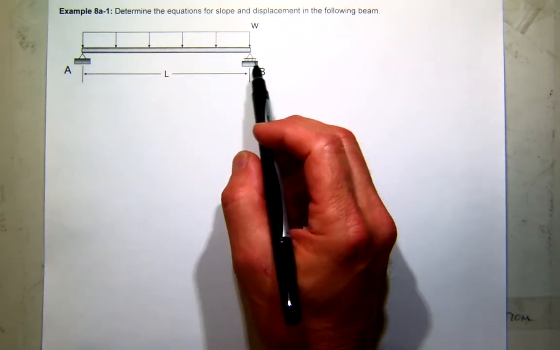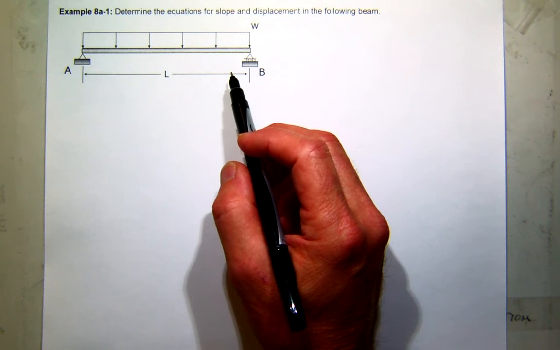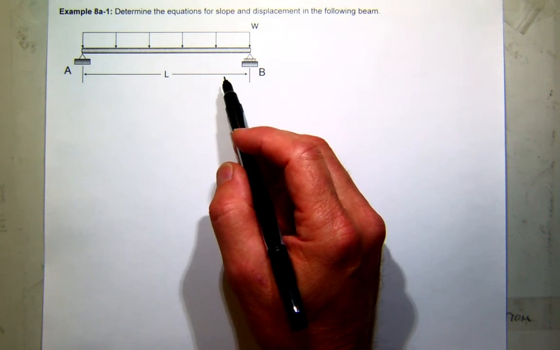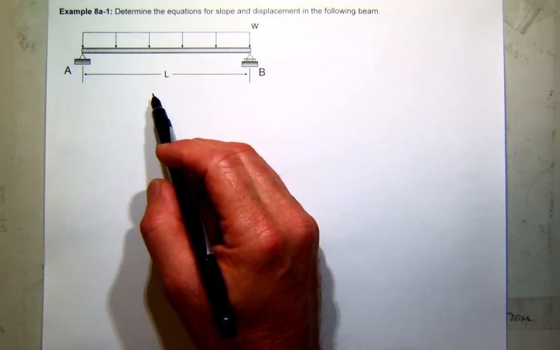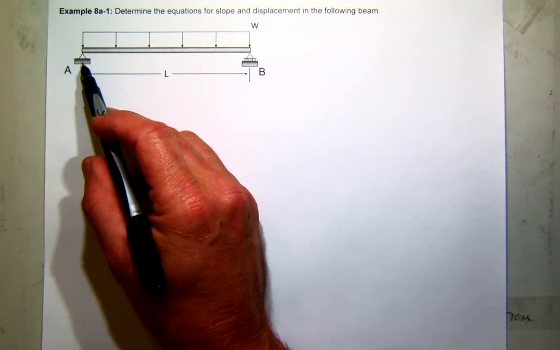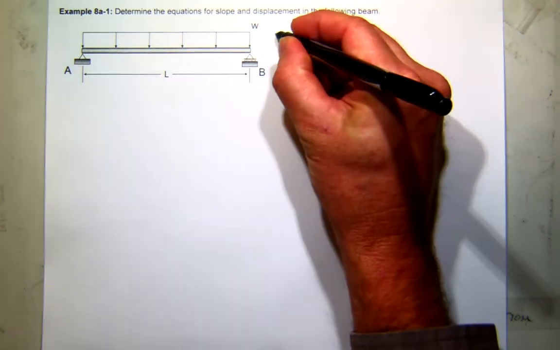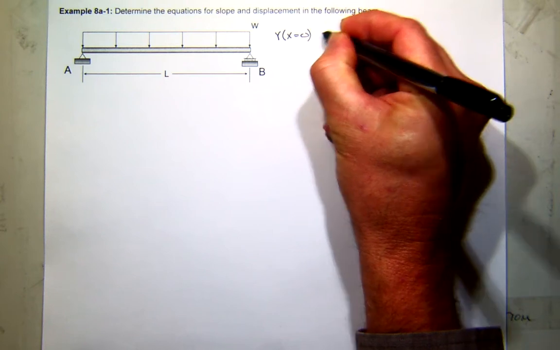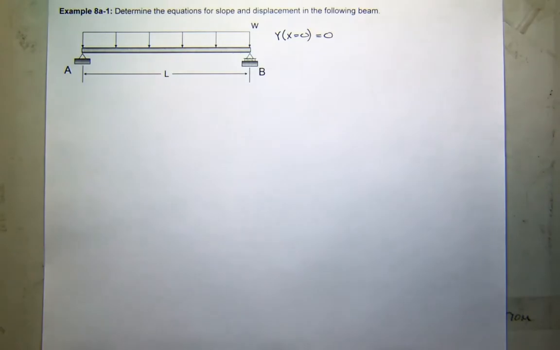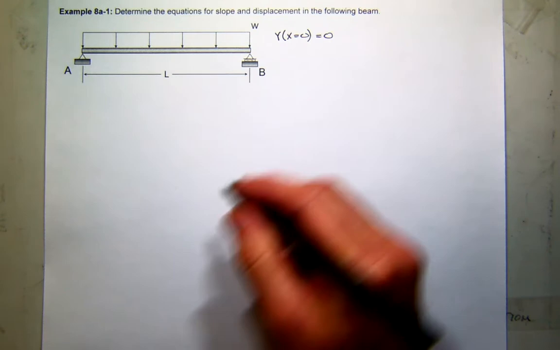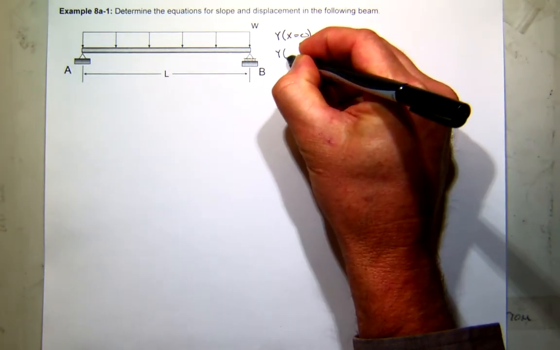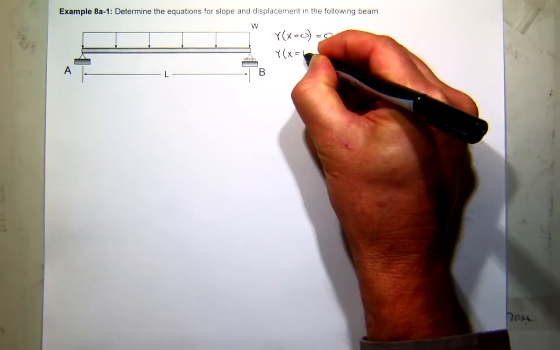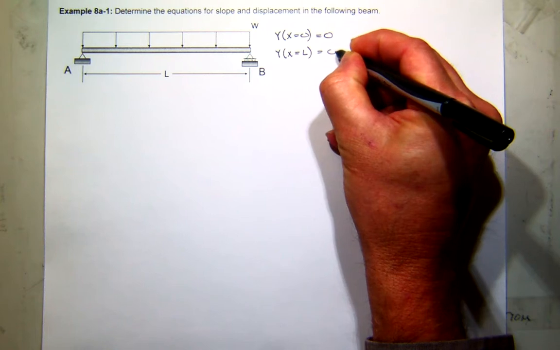Just based upon support conditions, do we know anything about the displacement? Yeah. Where do we know the displacement? We know the displacement at A, right? So I could come over here and say, hey, my displacement at x equals 0 should be 0. What else? Any other place we know the displacement? The displacement at x equals L is also 0.